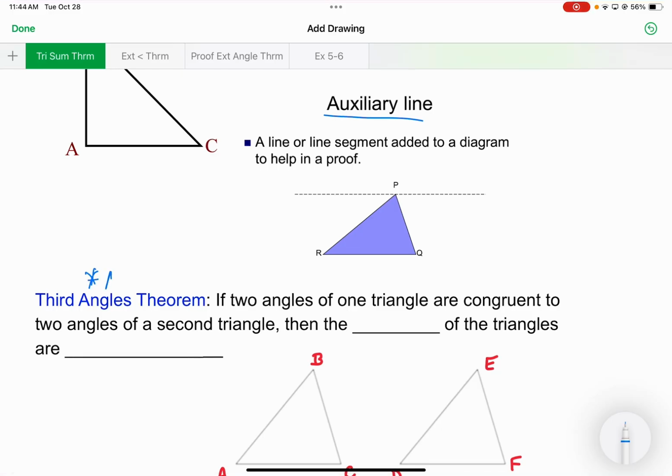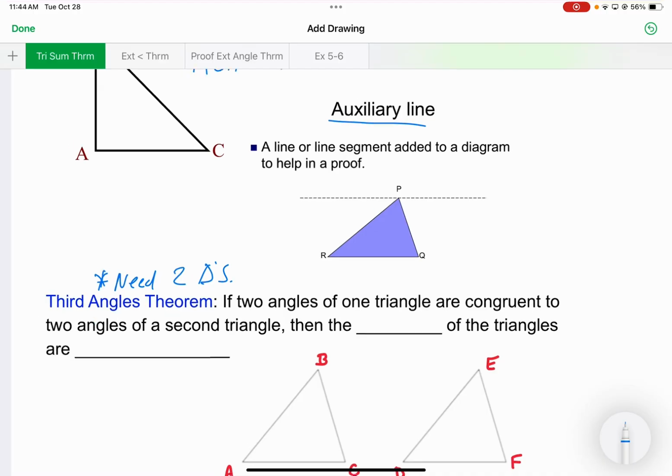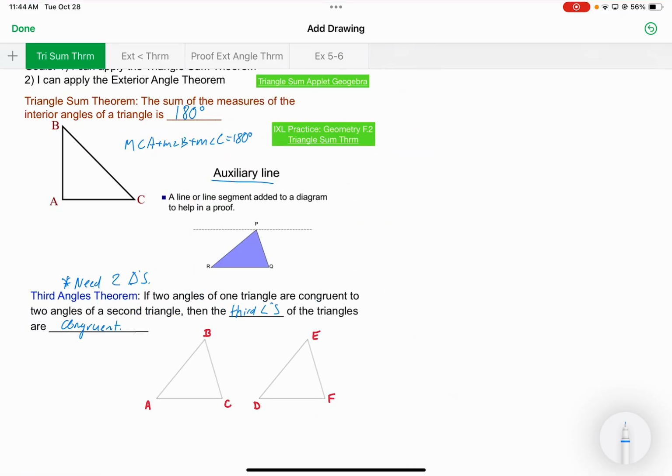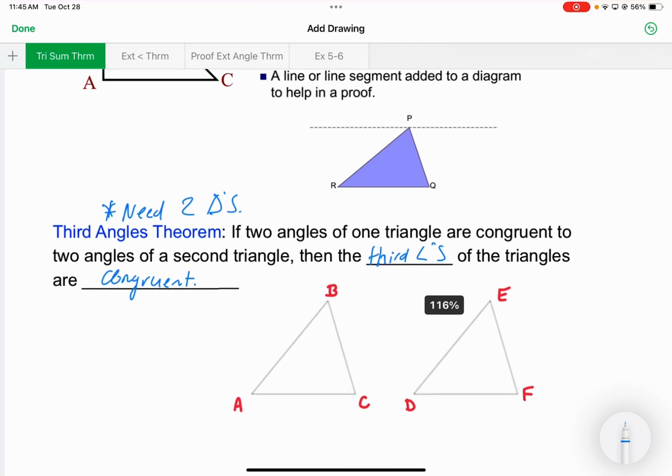All right, let's talk about something called the third angles theorem. In order to use the third angles theorem, you need to have two triangles, okay? If two angles of one triangle are congruent to two angles of a second triangle, then the third angles of the triangles are congruent.